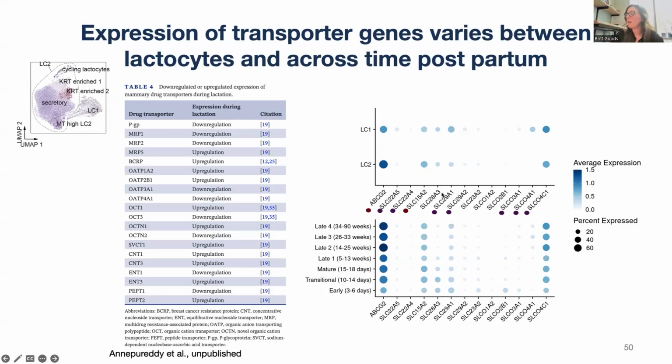And so you can see a bunch of the transporters here in either our LC1s or our LC2s. And I think what is really interesting is that there are some transporters where we do see a significant difference in expression, as indicated by these little dots here that show significance between our LC1 and our LC2 population. And then we also see that some of these change as a function of time postpartum as well, including ABCG2.